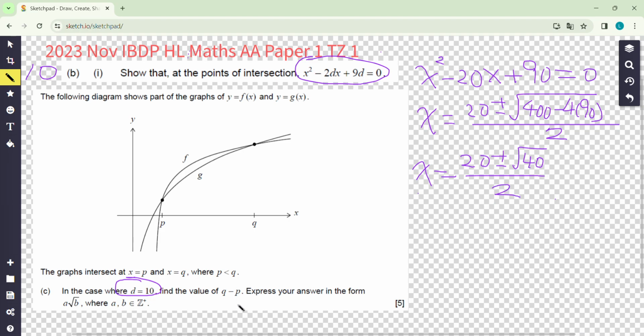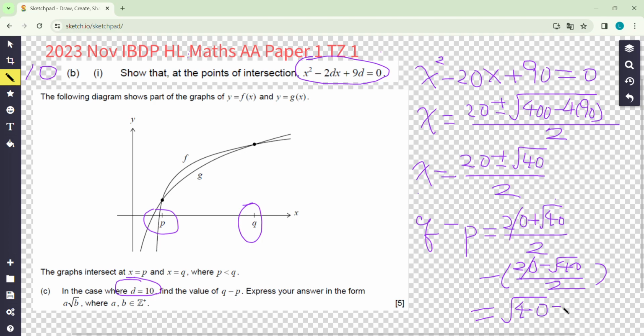So look at the question. The question is about q minus p. So we just set this term. So q minus p is 20 plus square root 40 over 2, minus 20 minus square root 40 over 2. So the 20 cancels out, and we get the result: square root 40. Make it look better, so it is 2 square root 10.